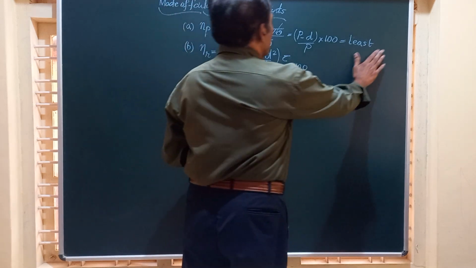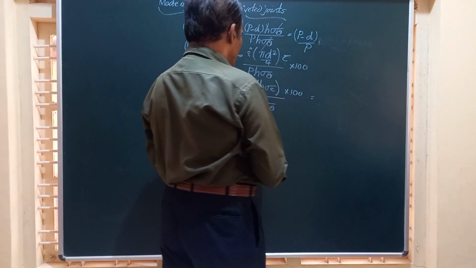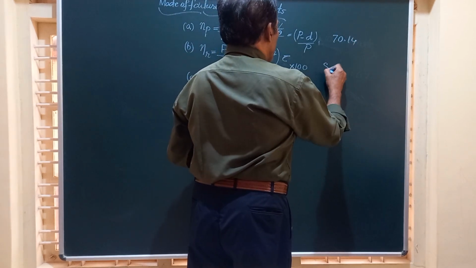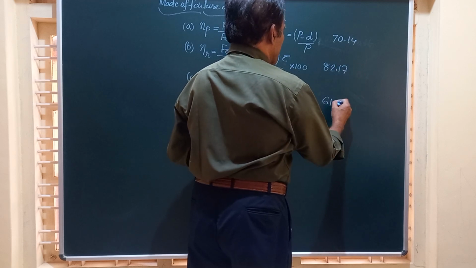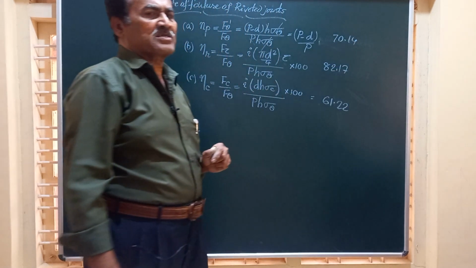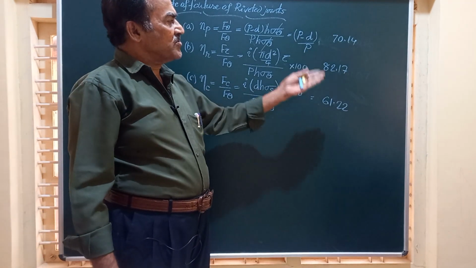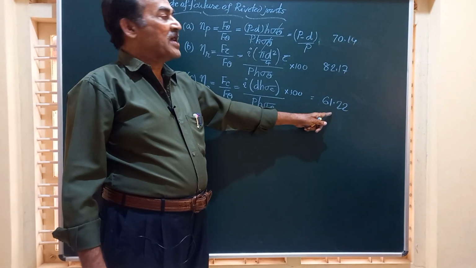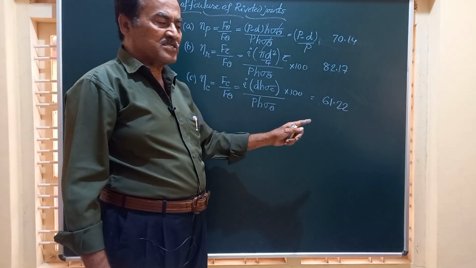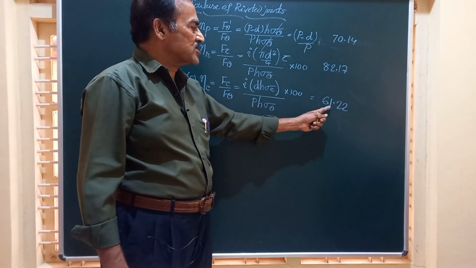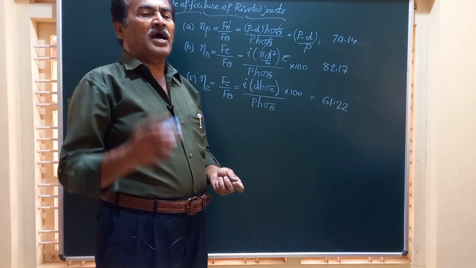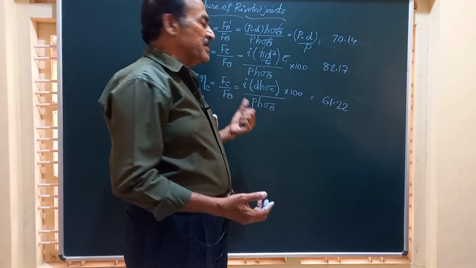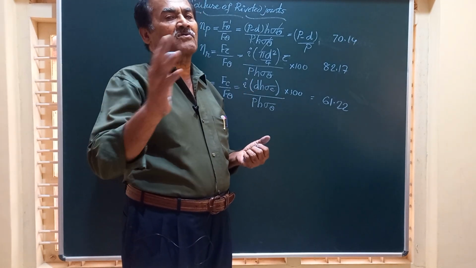For example, friends, if there is a problem wherein you get the efficiencies as 70.14, 82.17, 61.22, simply taken for the purpose of explanation, generally these will be more. Here you can observe that eta C has the least efficiency. And we say, after calculation of all these, that the efficiency of the joint is 61.22% and the mode of failure, that is, if at all the riveted joint fails, it fails by crushing of the plate or of the rivet.